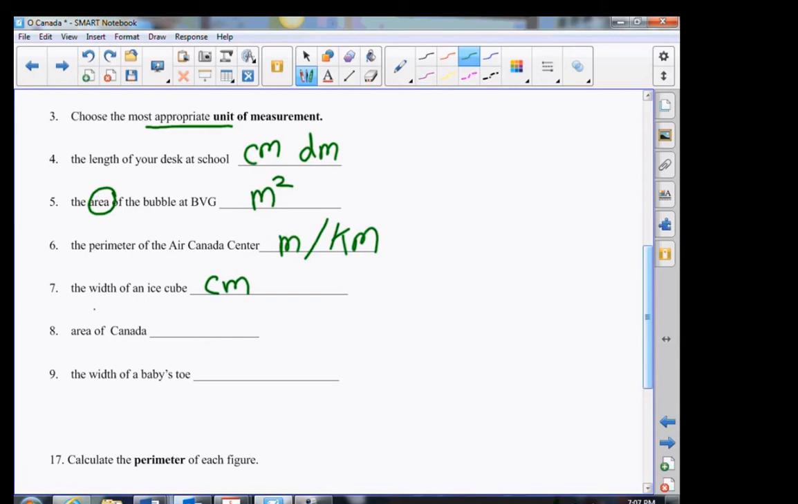Again, we have this word area, the area of Canada. Well, Canada is the largest thing that we'd be dealing with. What is our largest unit? Kilometers. And the width of a baby's toe, there's the great debate whether it's a big baby, the big toe. I would probably use millimeters, but if you use centimeters, I think centimeters could be argued to be appropriate too. Remember the word appropriate.